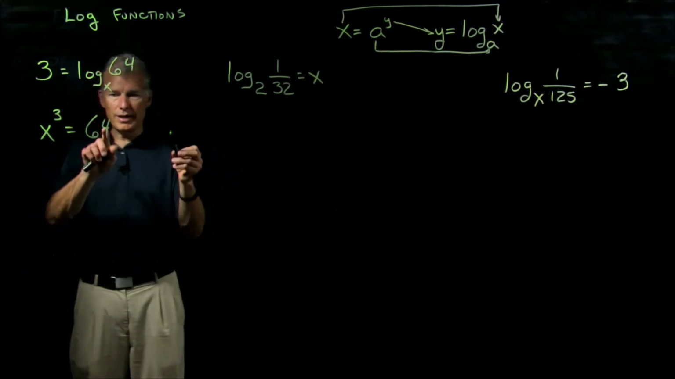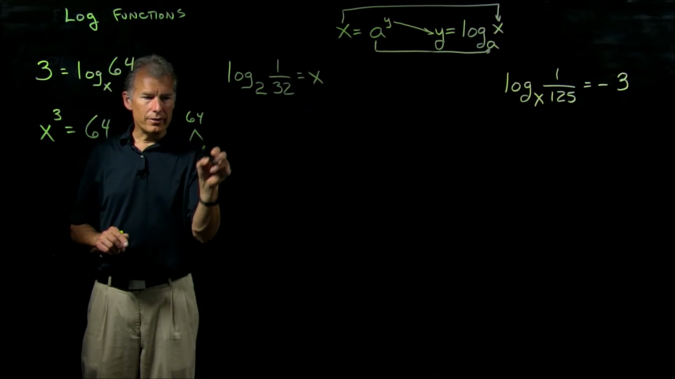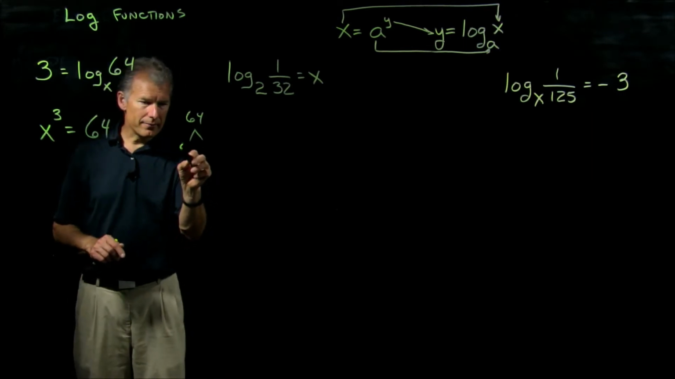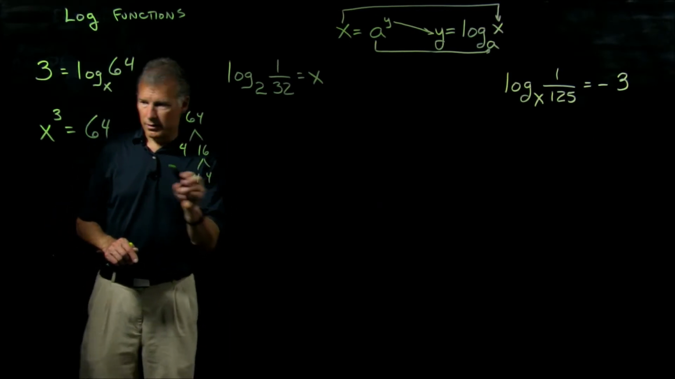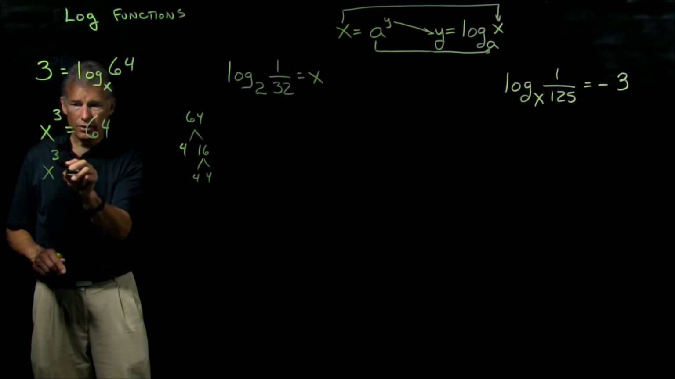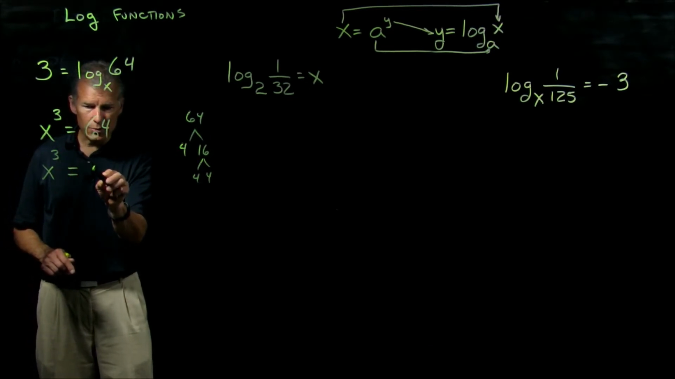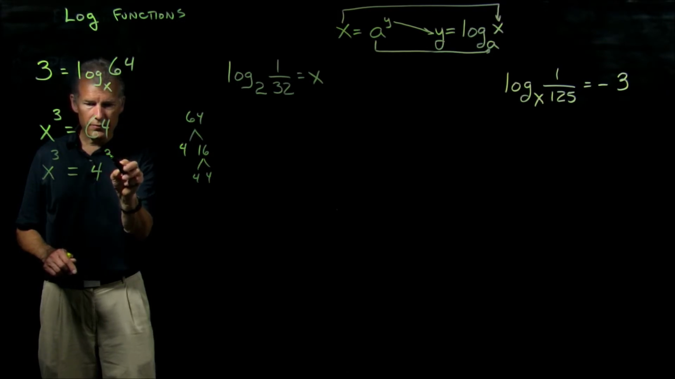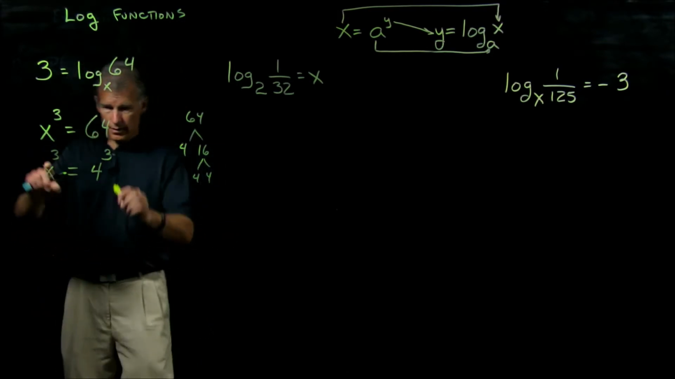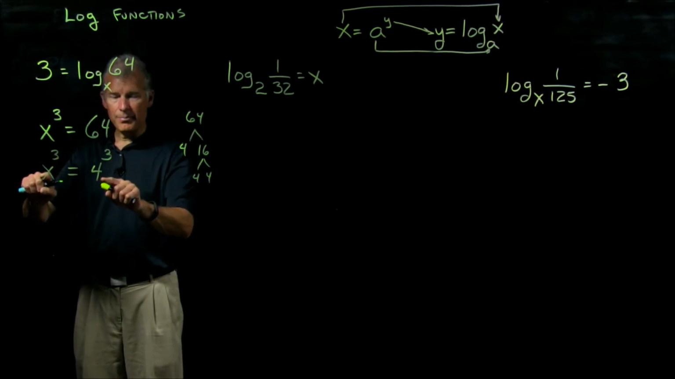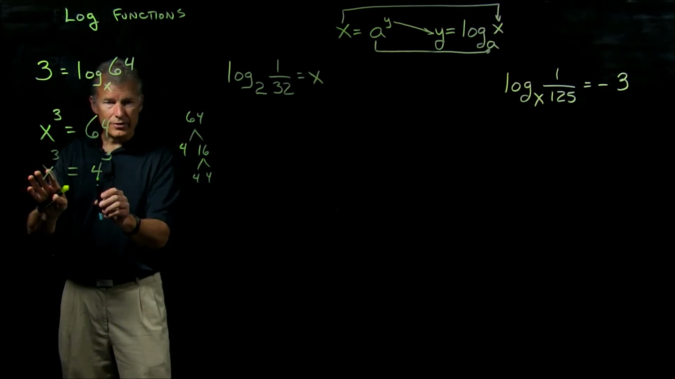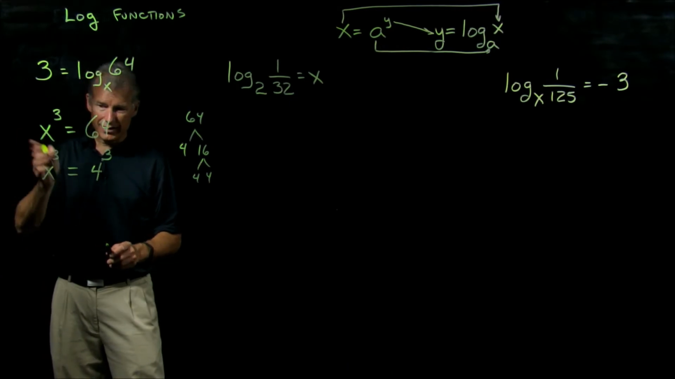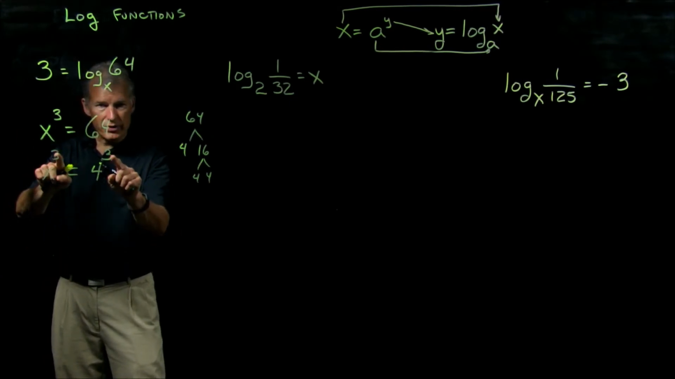Now the next step is you want to take that 64 and factor it. You can imagine that could be 4 times 16, which is 4 times 4. So I can rewrite this as x cubed equals 4 cubed. Since the exponents are the same, the bases have to be the same. So we actually aren't going to get rid of the 3's, and it's not like we're dividing both sides. You could, I guess, take the third root, but really we're just saying if those are the same, these have to be the same. So x equals 4.